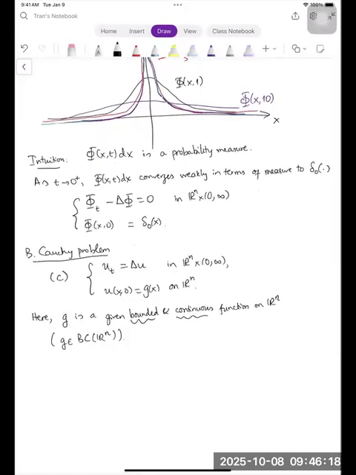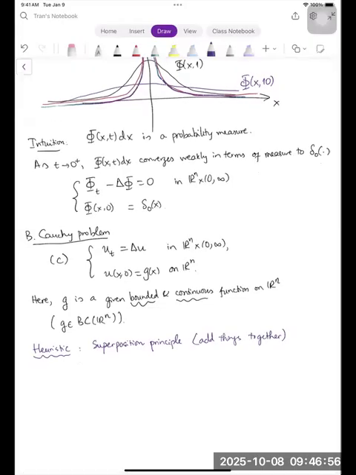So what is the heuristic? I want to explain to you the heuristic of how we solve this equation. The heat equation is a linear equation, so we use the superposition principle. Because it's linear, things can be added up, so we add things together. Specifically, how do we add things together? We're going to use the fundamental solutions, and we're going to use this identity.